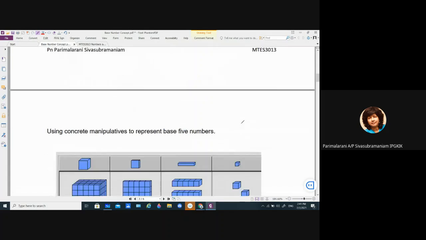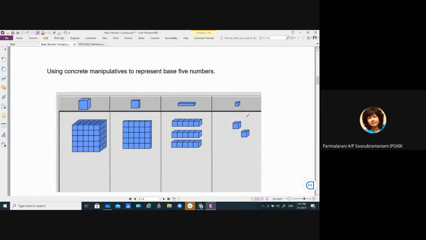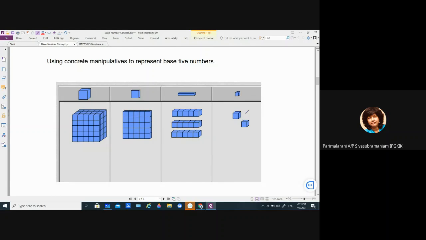Okay, so if we want to express base 5 concretely, this is how we would express base 5. This will be the ones, 5s, 25s, and what is this? How much is that? 125. Yeah, 125.